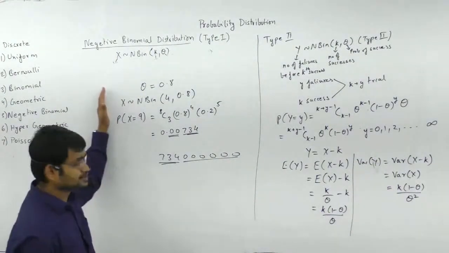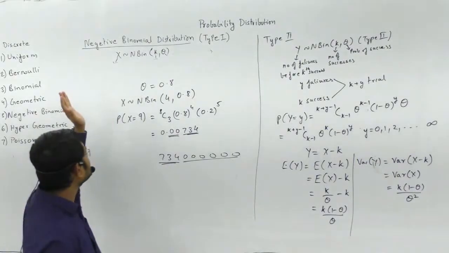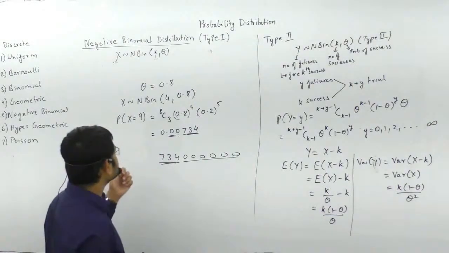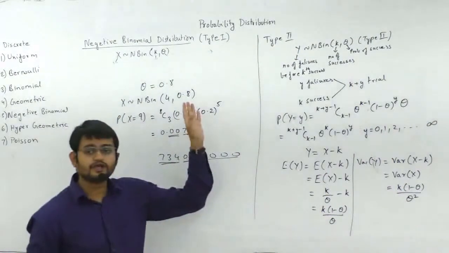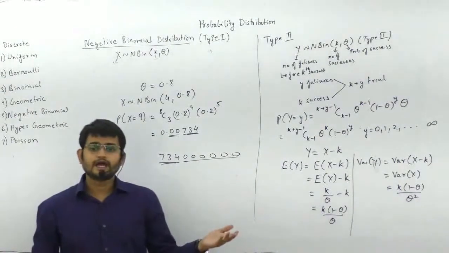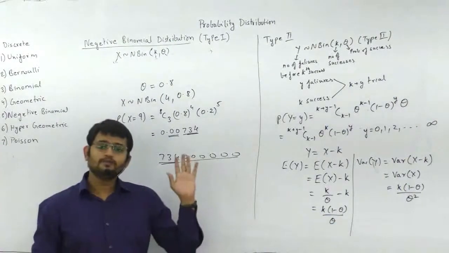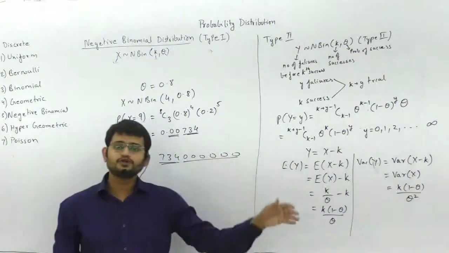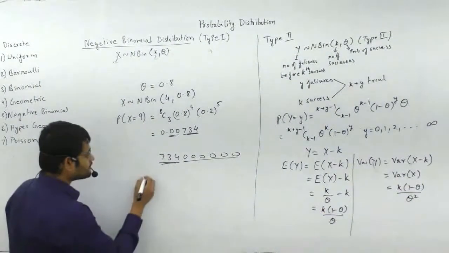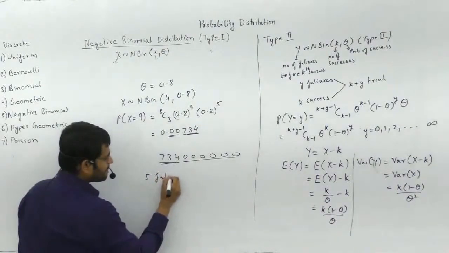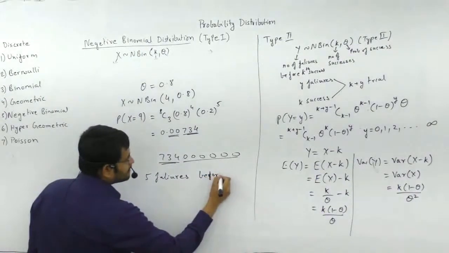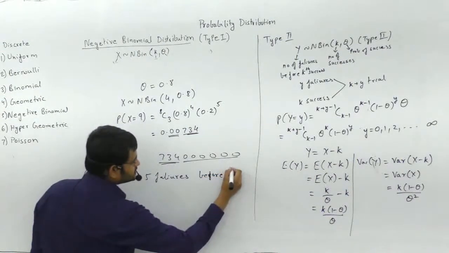Now this same question could have been framed so that we get the negative binomial of type 2. How can we frame this particular question in such a way that we get type 2 negative binomial? Suppose I ask: what is the probability that 5 people will not believe the rumor before the 4th person that believes it? That means we'll have 5 failures before the fourth success.